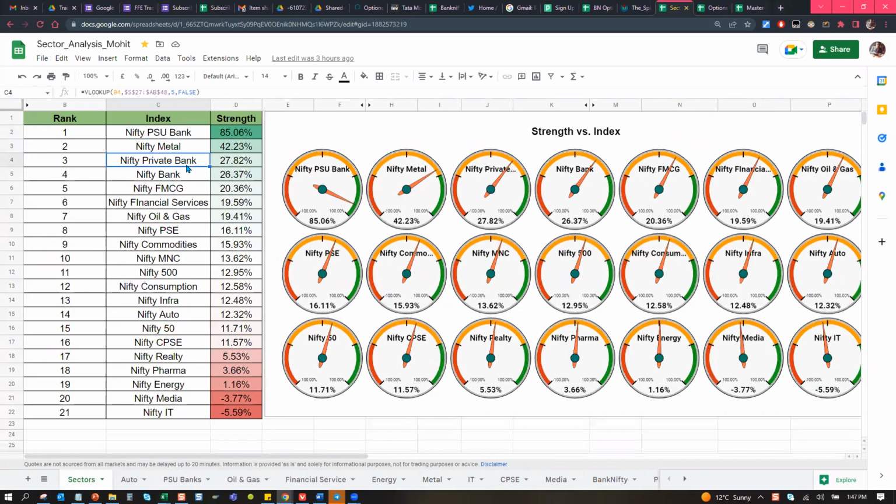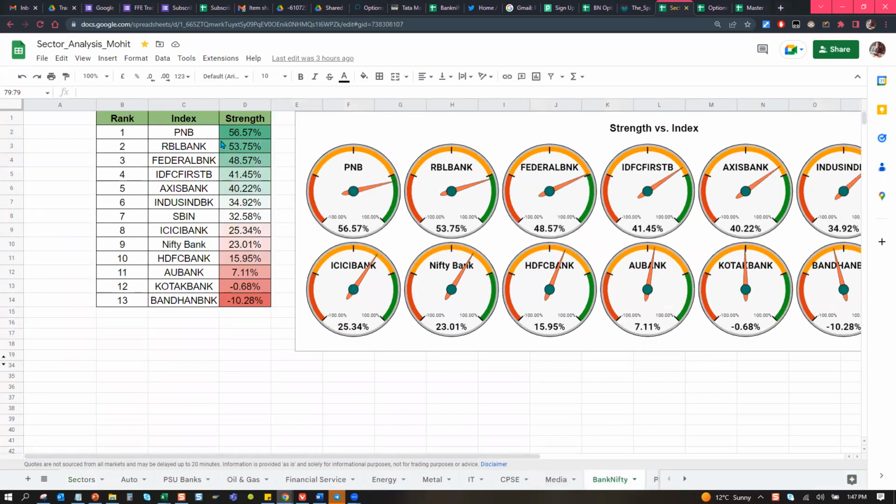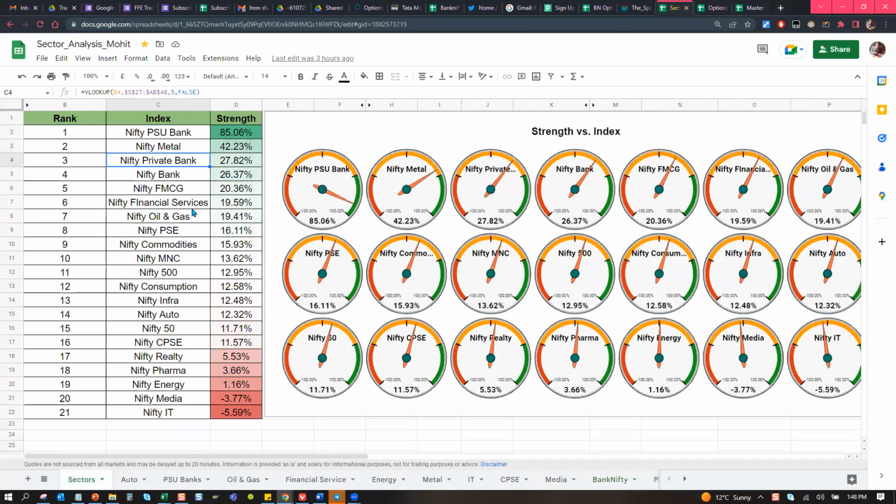Third is private banks. Let me look at the private banks in Bank Nifty, for example PNB, RBL and Federal Bank, and keep them in the top 3. So after 2 or 3 weeks, if this changes, let's say such frequent change doesn't happen, let's say FMCG comes up at 3rd place and private banks fall to 4th place, so I will exit all the stocks which were there in that sector and I will go to FMCG.